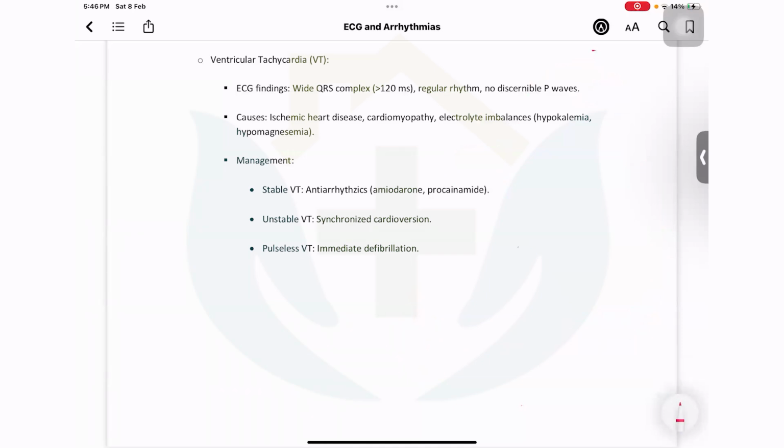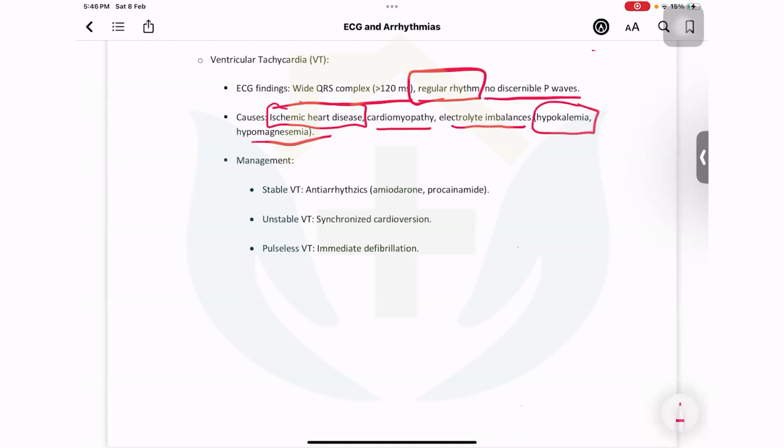QRS is broad, more than 120. Regular rhythm is there and no P waves because it suppresses the AV and the SA node. Most common reason is coronary artery disease. Second is cardiomyopathy. Third is electrolyte imbalance, for example, potassium issues and magnesium issues.